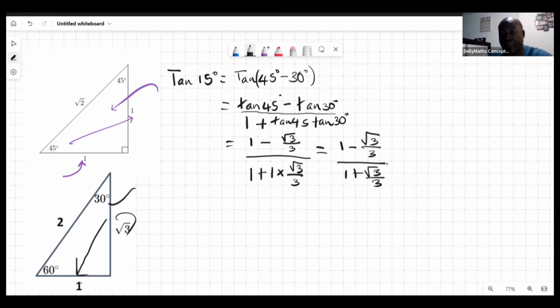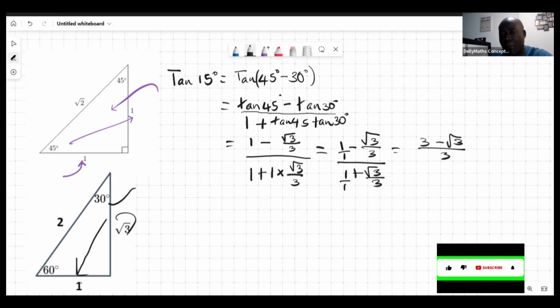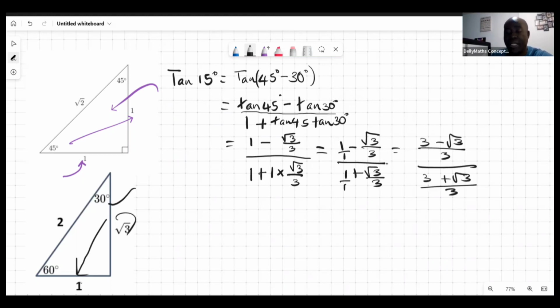If we want to push it further, then we could work out the top part. If I turn these into fractions, then I would have 3 minus the root of 3 over 3 at the top. So that's working out the fraction at the top. And at the bottom, I would have 3 plus the root of 3 all over 3. It can be represented like that as well, right? So that's fine. We could keep it like that, whichever answer you feel comfortable working with.